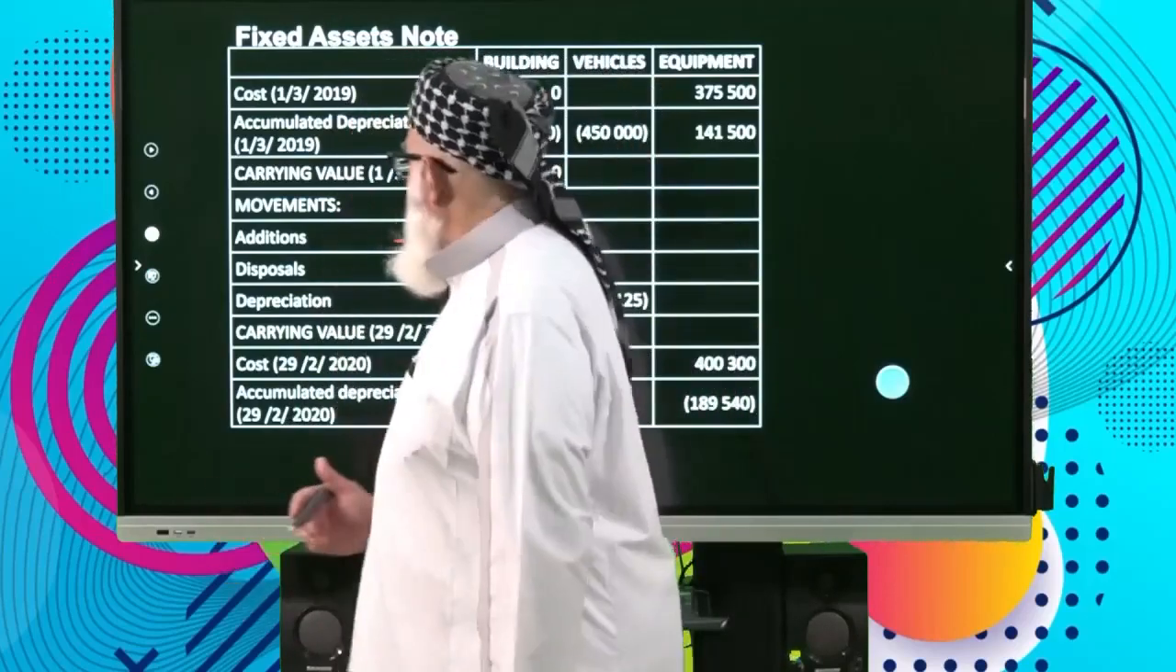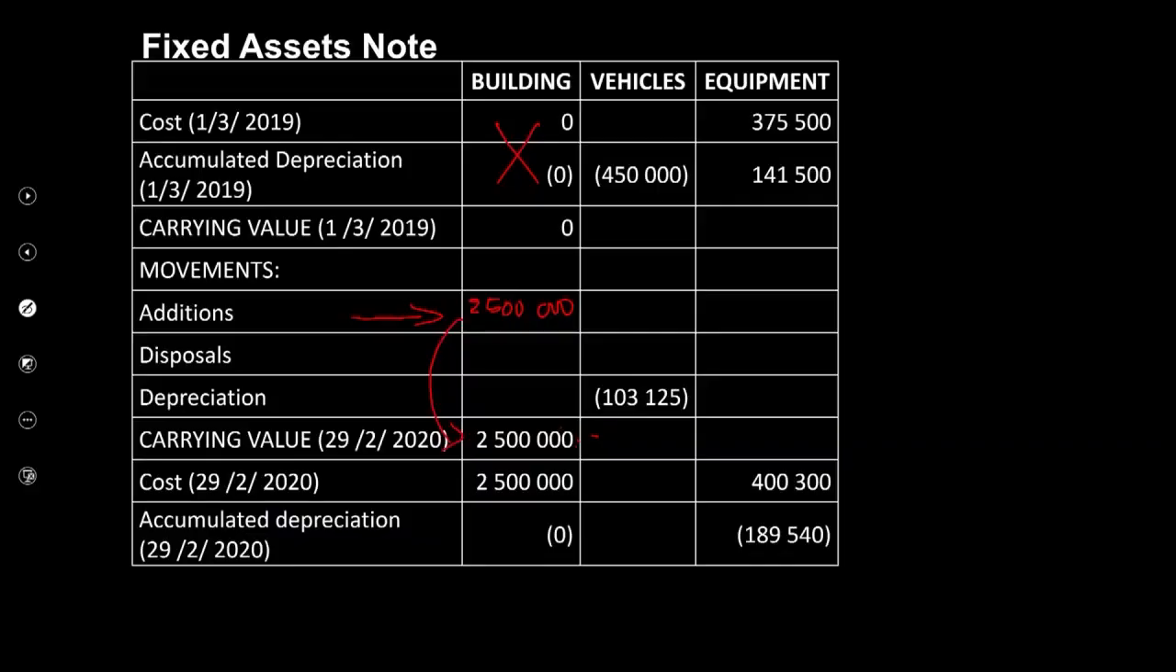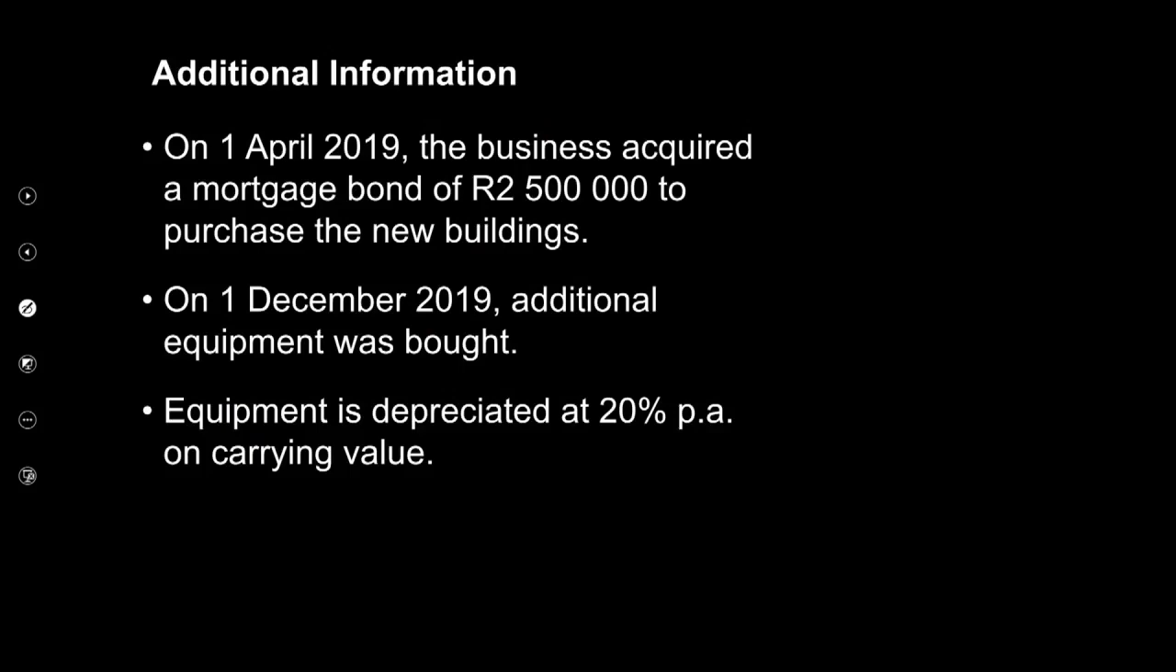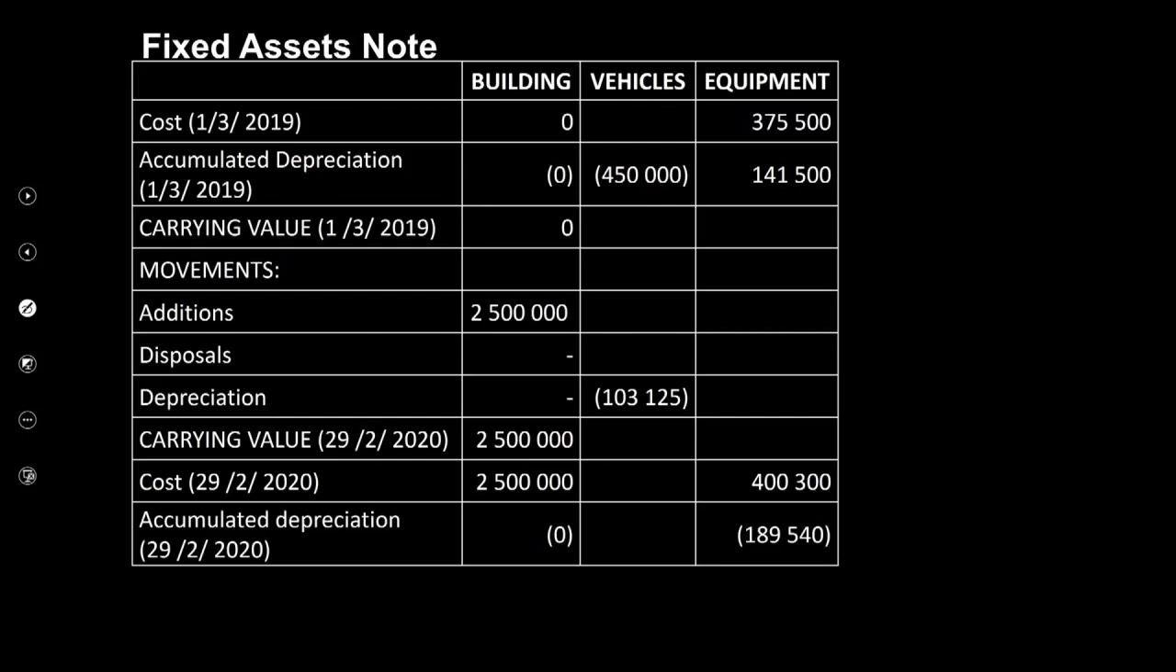Let's go on to the next one, which is our vehicles. They're telling you in terms of the additional information, okay, that one we've done. December, additional equipment was bought. We'll come back to that one there. Let's just keep it aside. And that's the method of depreciation for your equipment. Okay, now let's look at the equipment. Let's in fact do the equipment.